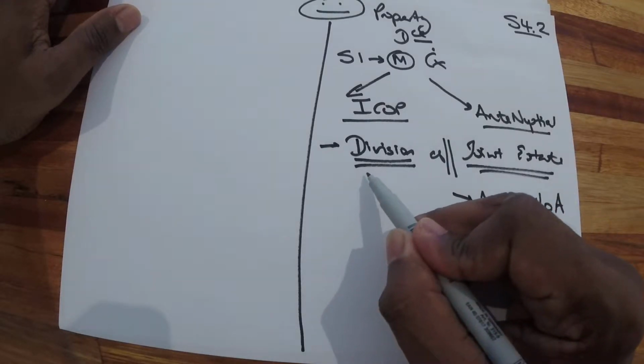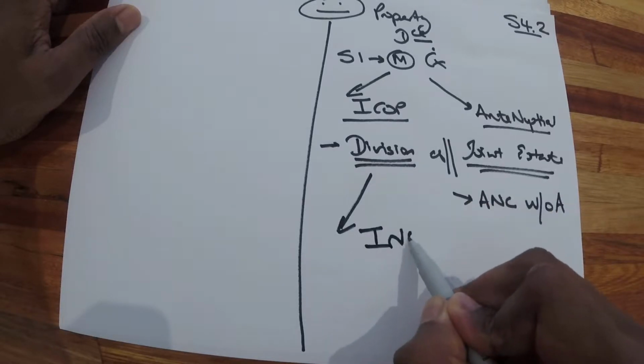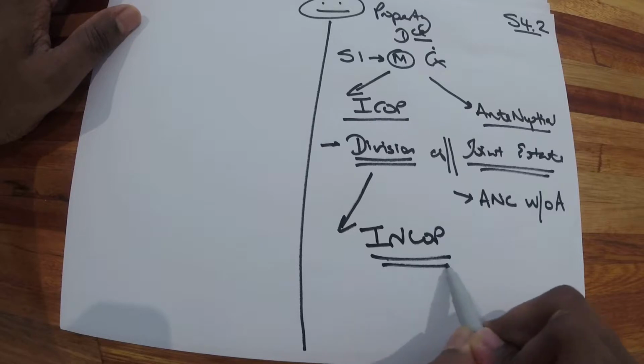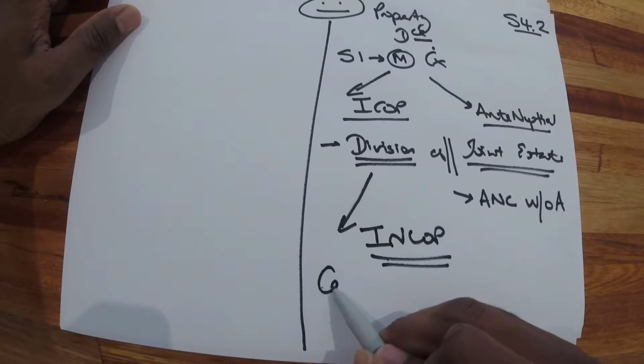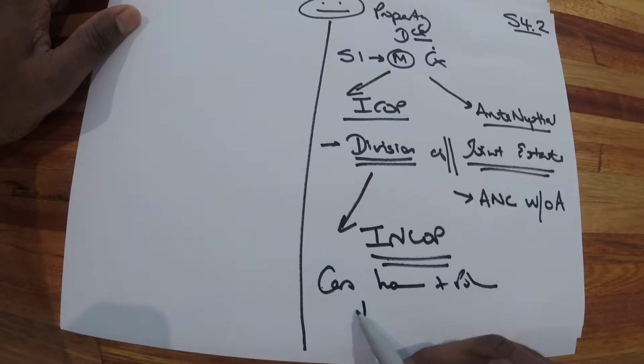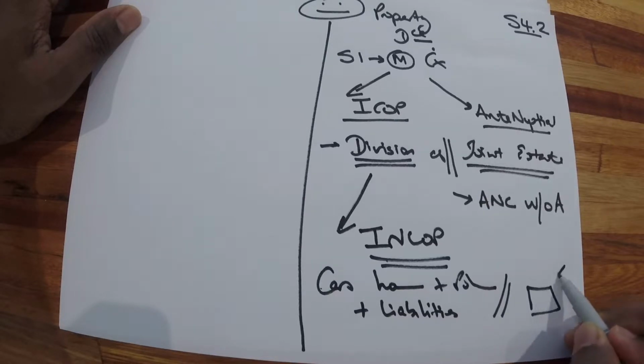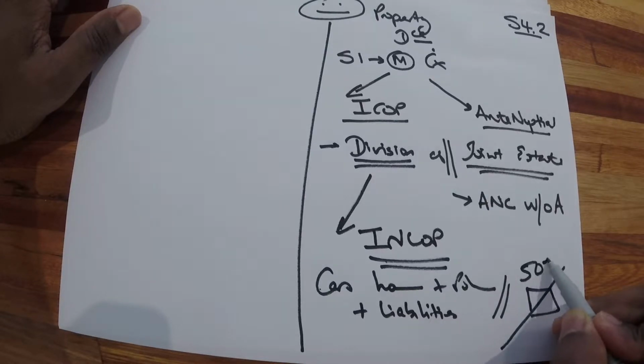When the court says division of the joint estate relating to an in-community of property, that means all cars, all houses, all policies, don't forget the liabilities, that's your debts, are put into a pot and then divided 50-50.